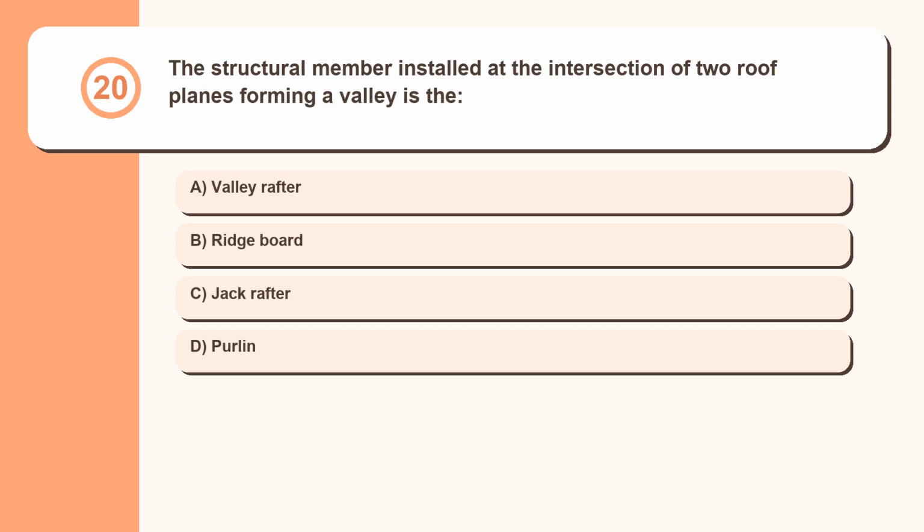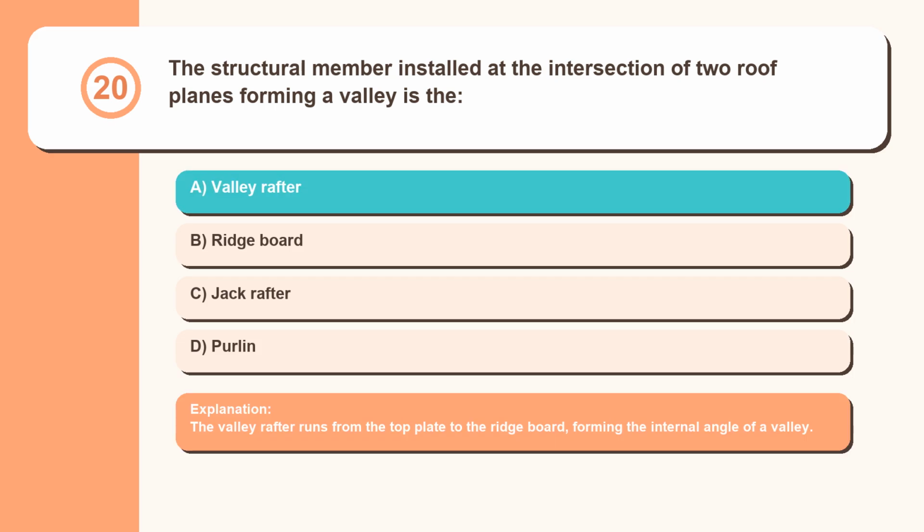Question 20. The structural member installed at the intersection of 2 roof planes forming a valley is the valley rafter, ridge board, jack rafter, purlin. The valley rafter runs from the top plate to the ridge board, forming the internal angle of a valley.